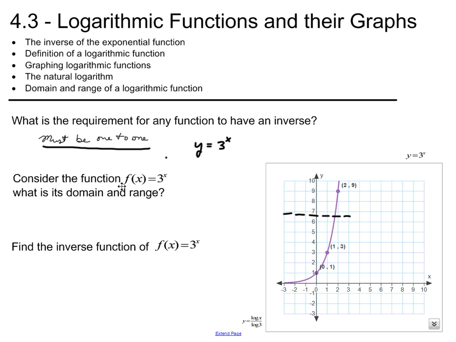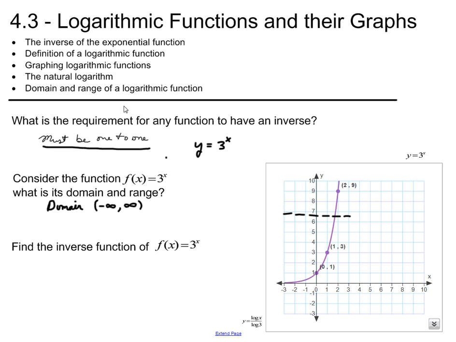So let's look at this function, f of x equals 3 to the x. What's its domain and range? Well, in the last section of chapter 4, we established that the domain of a function like y equals 3 to the x is all real numbers. So all real numbers from negative infinity to positive infinity are covered right here. We can get negative values for x. We can put in 3 to the negative 10th and get 1 over 3 to the 10th.